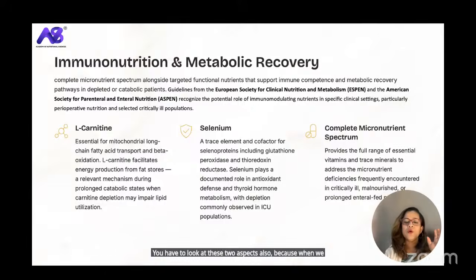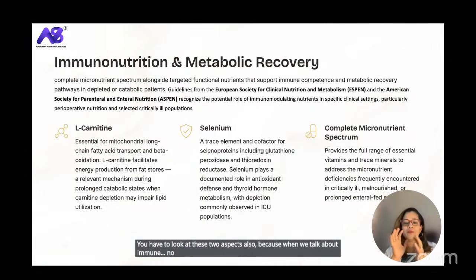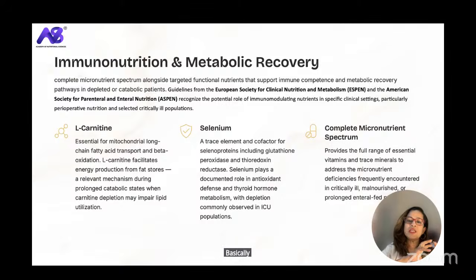Because when we talk about immunonutrition and metabolic recovery, we'll talk about L-carnitine, selenium, and other micronutrients. So these basically are an entire ecosystem that will help and take care of your immune nutrition as well.